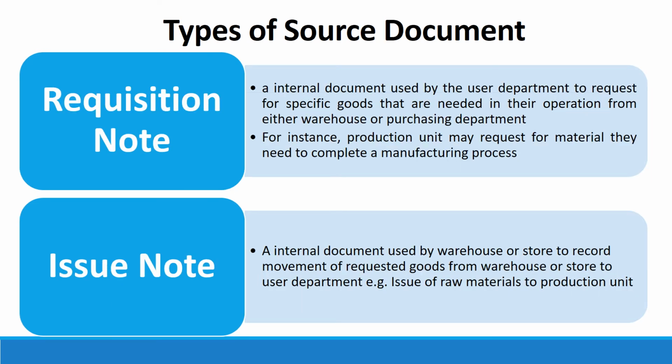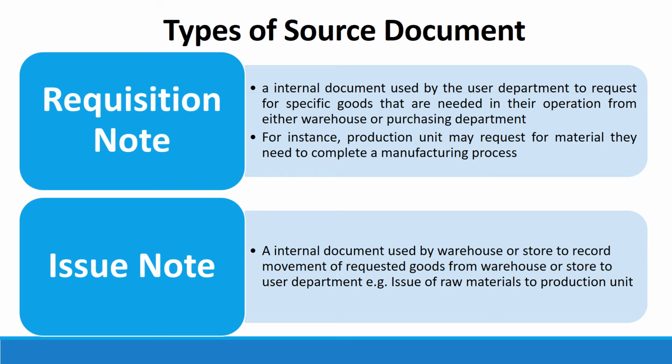A requisition note is an internal document used by the user department to request for specific goods that are needed in their operation from either warehouse or purchasing department. For instance, a production unit may request for materials they need to complete a manufacturing process.